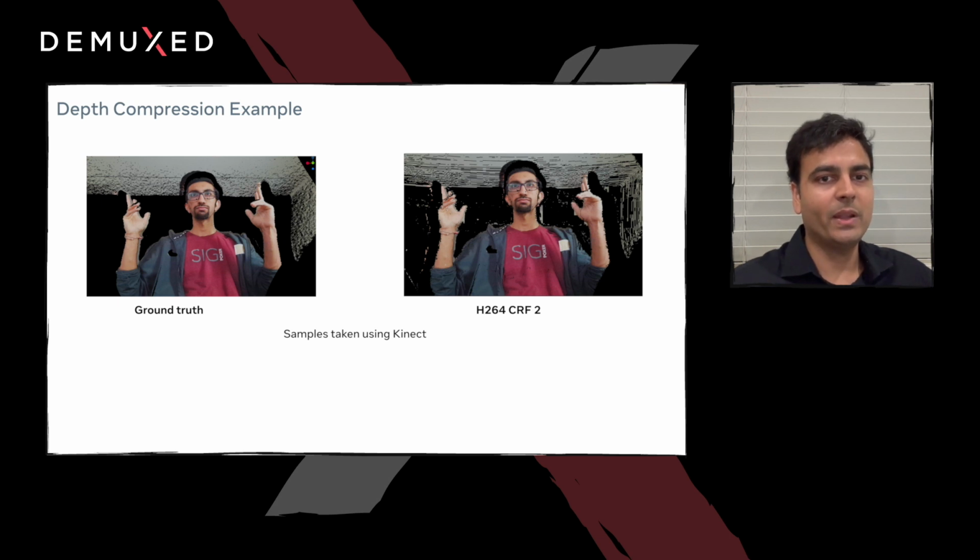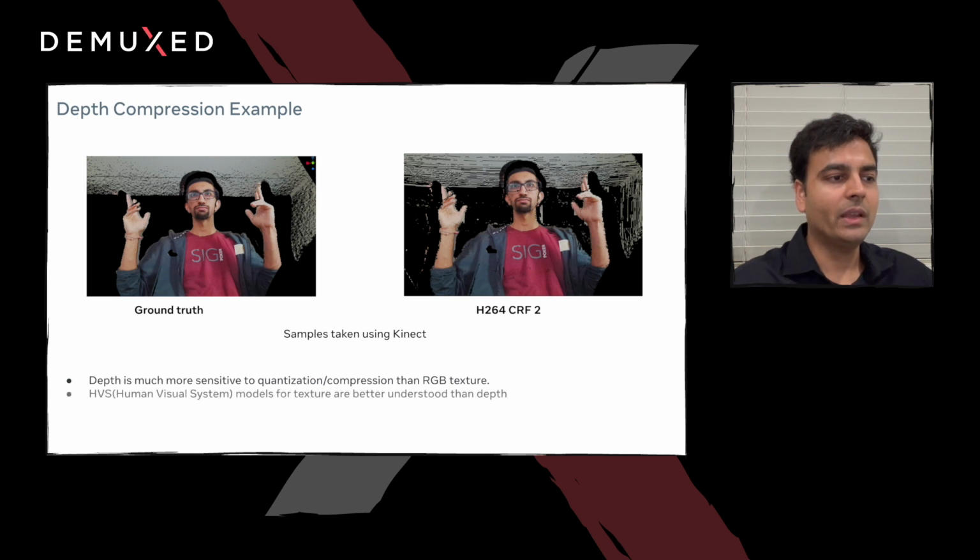So this experiment informed us of two things. Depth is a lot more sensitive to quantization and compression as compared to RGB texture. With CRF 2, it should have been virtually lossless, but still we saw so many artifacts. The second thing is that the human visual system for texture is much better understood than for depth. This can likely explain why H.264 did such a poor job at preserving the depth quality, whereas it does a good job at preserving the color quality.